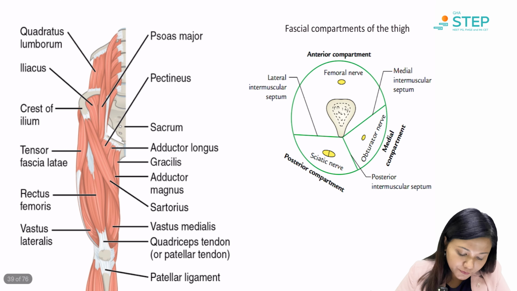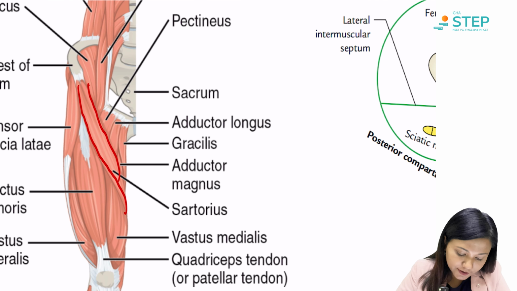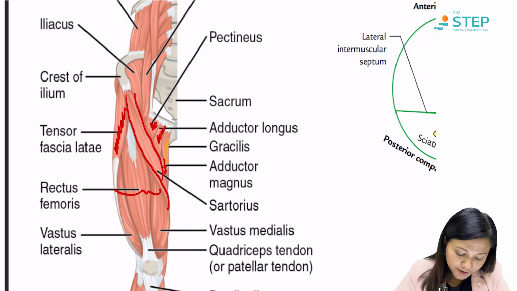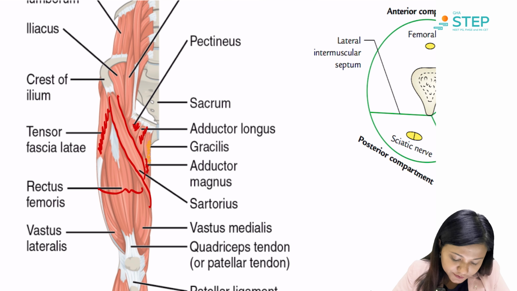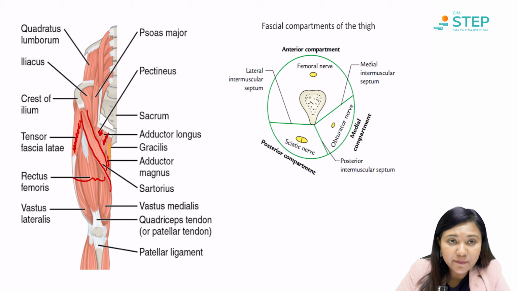Sartorius. Okay. So as you can see, those are the anterior compartment muscles. This is the sartorius. Then you also have the floor of the femoral triangle, that is the pectineus and the adductor longus. On the medial side, you can see the gracilis, and the adductor magnus. And on the lateral side, you can see the tensor fascia lata, and this entire bulk is your rectus femoris. Okay, rectus femoris.